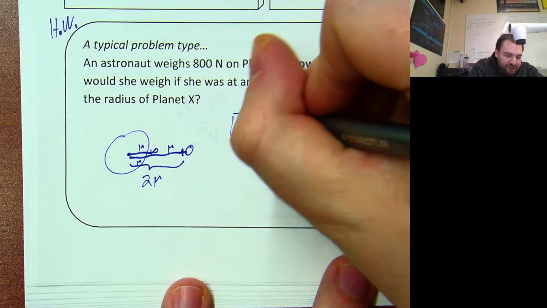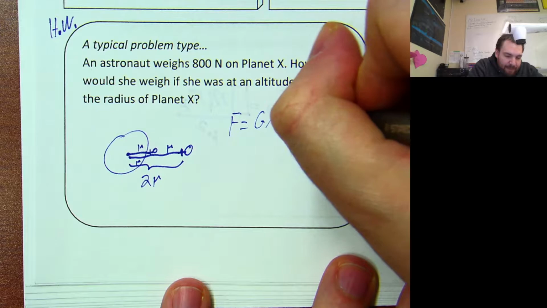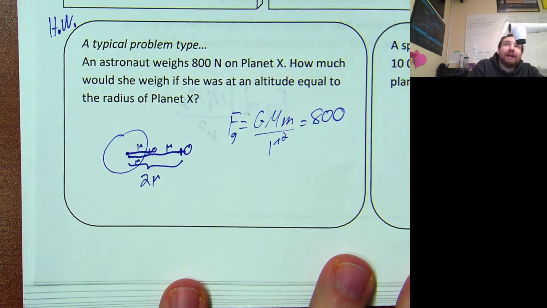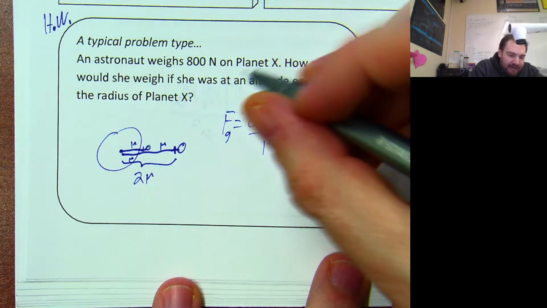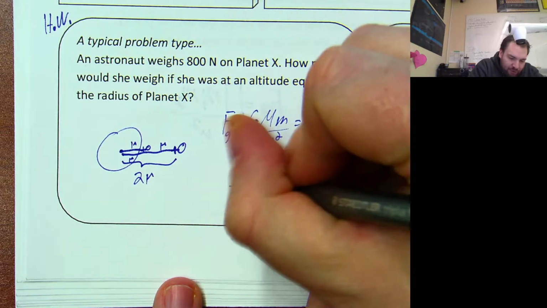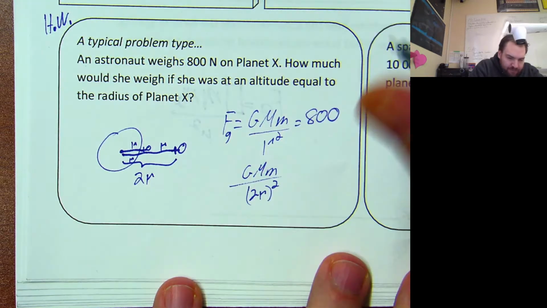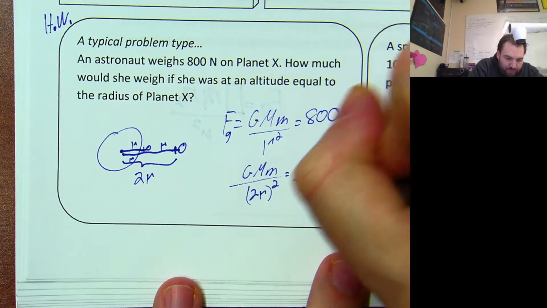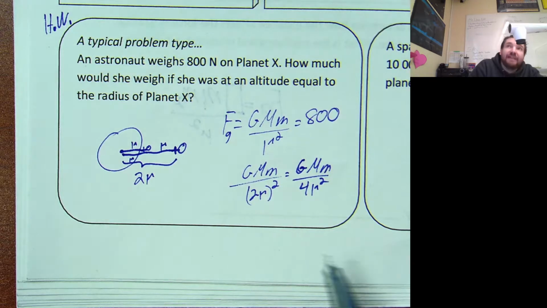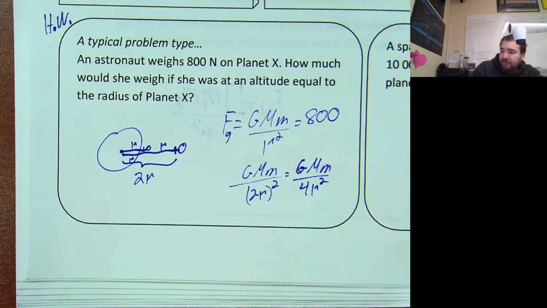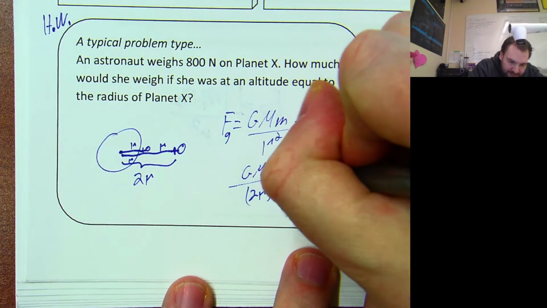So we know that Fg equals GMm over r squared, and we know that this is equal to 800. What happens if instead I put 2r in the bottom here? Well, that's just going to be GMm over (2r) all squared, which is going to be GMm over 4r squared once I solve that. Yeah, we see what we've done here? Now my question to you is this. What is this piece equal to?